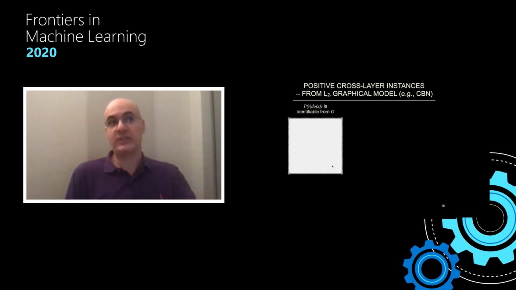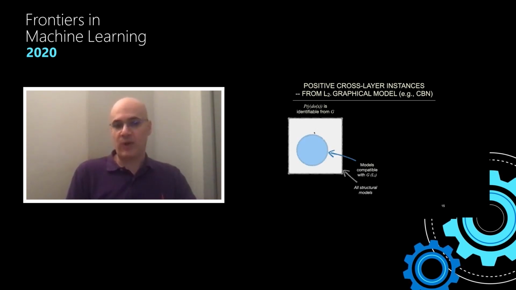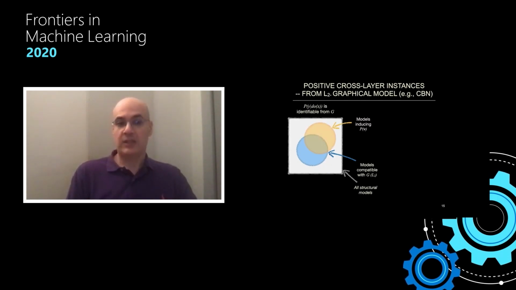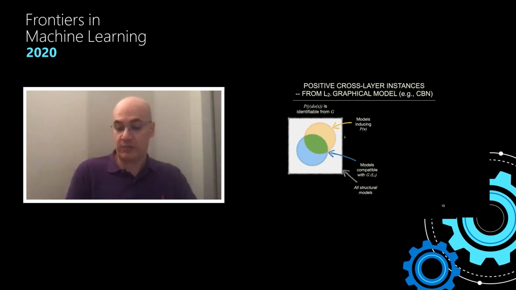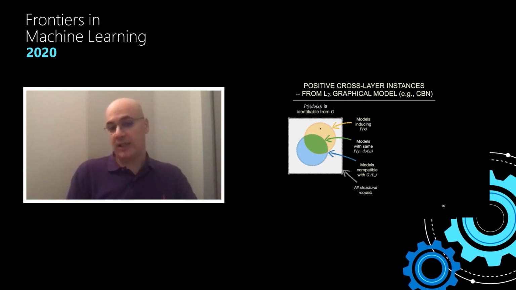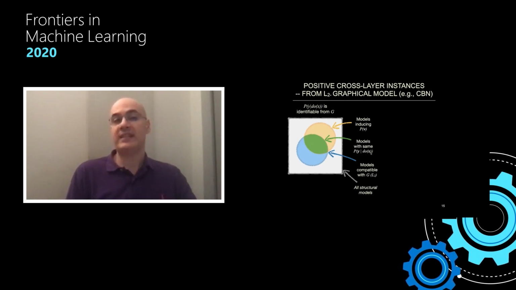The mental picture that I would like you to construct is the following. Suppose that this is the space of all structural models. Here are the models compatible with the graph G, that is an L2 graphical model. These are the models, the SCMs compatible with P(V), that could generate this observed distribution. And here are the models that are the intersection of these. You have the models that are giving the same P of y given do x.